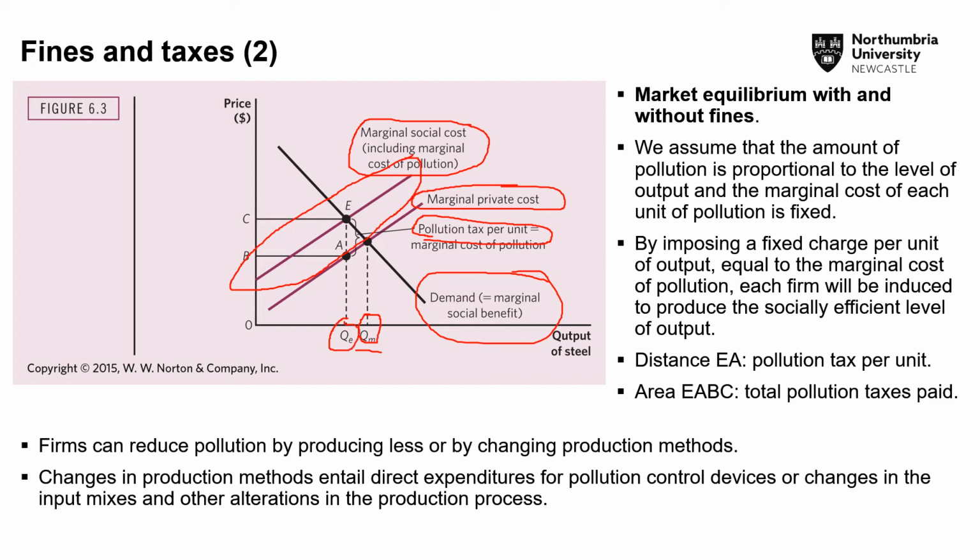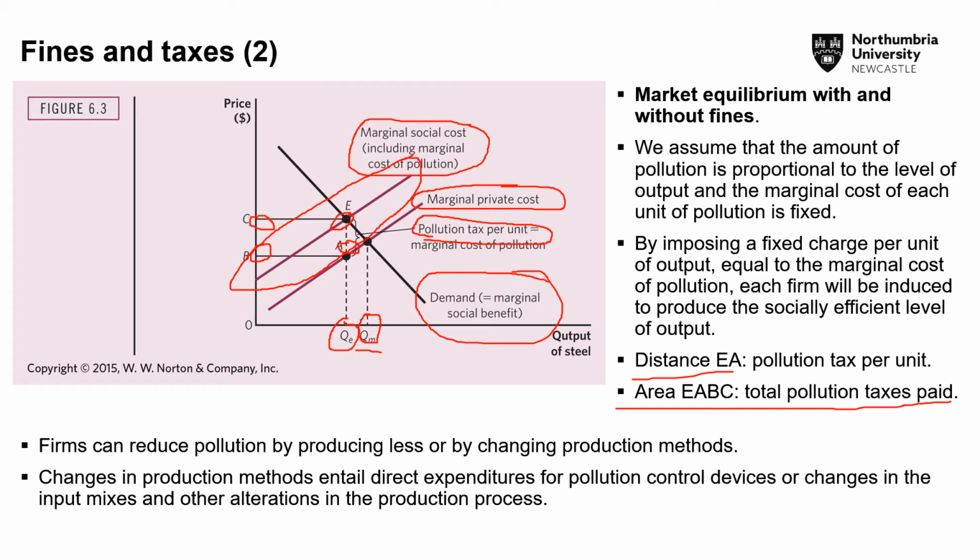So in other words, the distance between E and A is our pollution tax. And then the area between E, A, B, and C, so this area where I'm highlighting the corners of this rectangle, corresponds to the total amount of pollution taxes paid. So what is the result of that? The result is that a lower quantity of steel is produced in equilibrium, and because steel production is associated with pollution, this also results in a decrease in the amount of pollution that is produced.